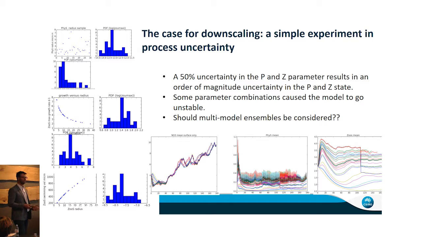So in the past we've undertaken parameter perturbation experiments to get a feel for how sensitive the model is to particular parameters. And what we see is that if we introduce around 50% uncertainty in a number of the phytoplankton and zooplankton parameters, we end up with an order of magnitude uncertainty in the phytoplankton and zooplankton state. The other thing to note here is that some parameter combinations end up causing the model to go into an unstable zone, and therefore those particular combinations should be avoided.